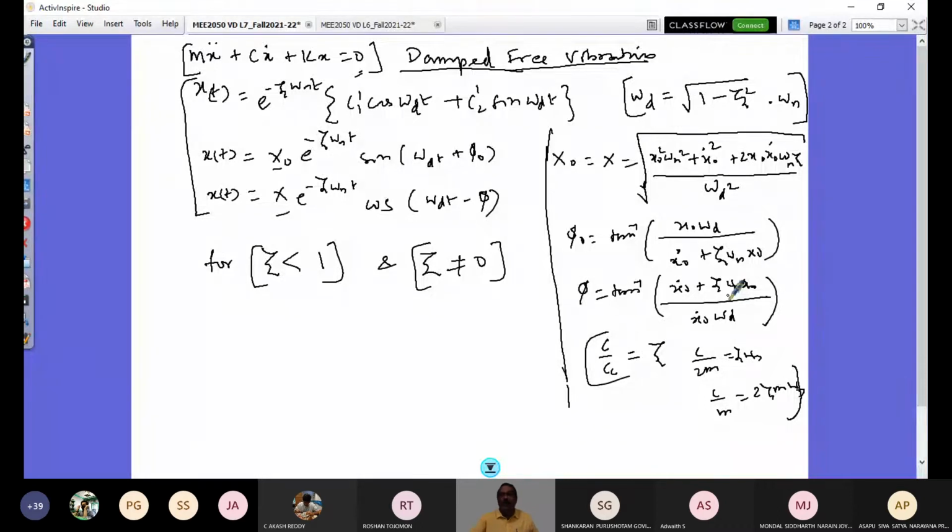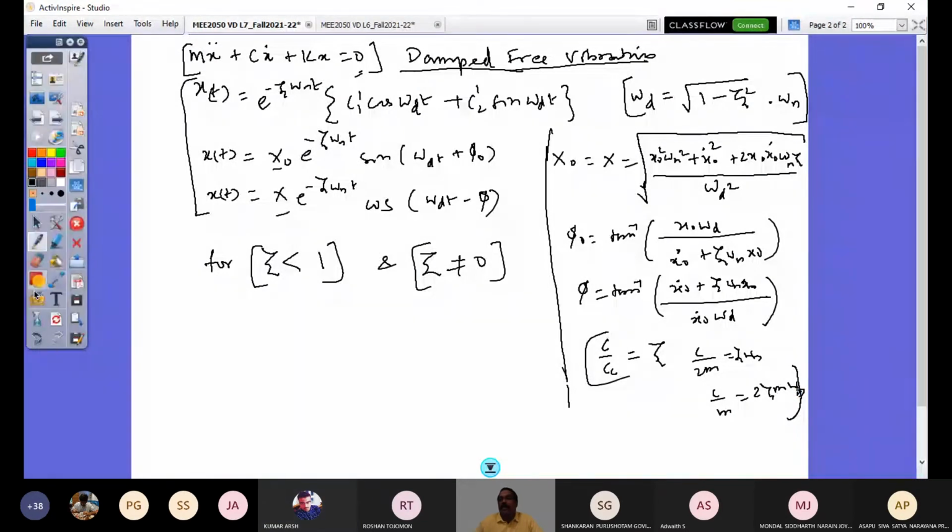Sir, in the bottom right corner, c by m equals 2 zeta omega n. So m should not be there, right? C by m is already there. Yeah, 2 zeta omega n, right. Sorry, yes, correct. You're right. Very good. This is going to be corrected.